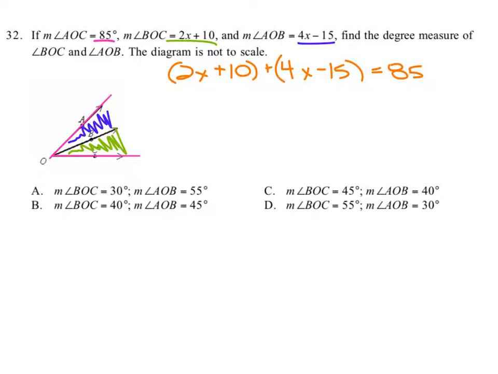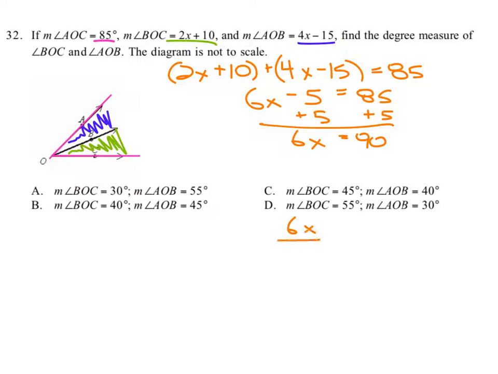Okay, and now we will combine like terms. 2x and 4x is 6x. 10 plus negative 15 is negative 5 equals 85. Addition property of equality says add 5 to both sides. 6x then equals 90. And working below this, 6x divided by 6, the division property of equality, equals 90 divided by 6. And therefore x equals 15 degrees.